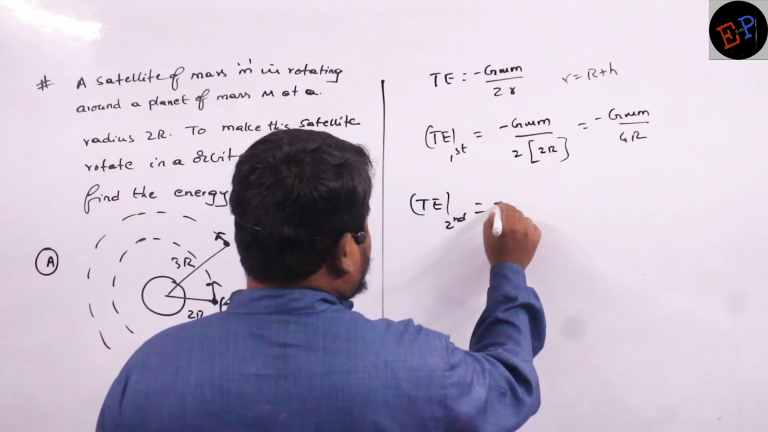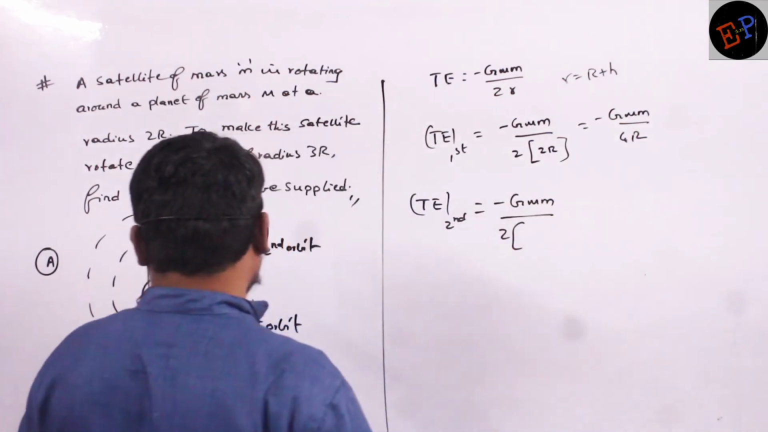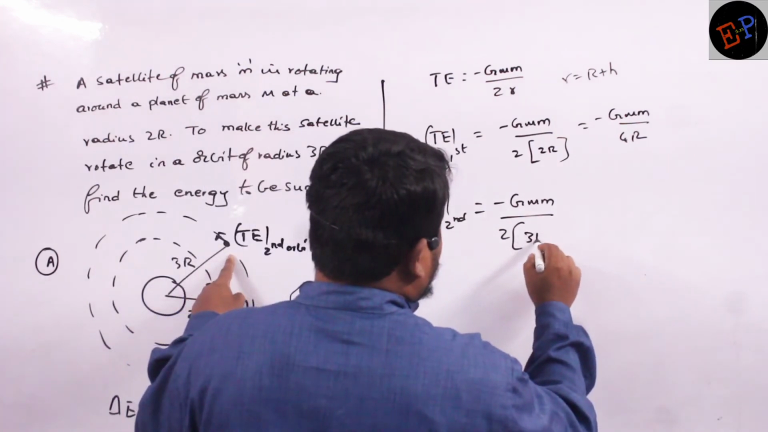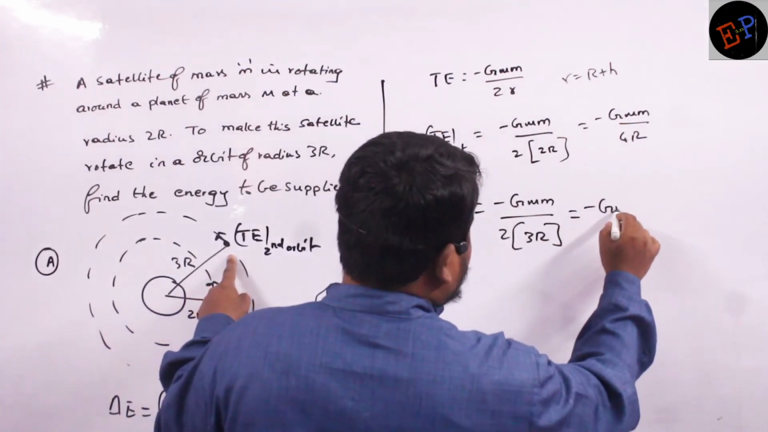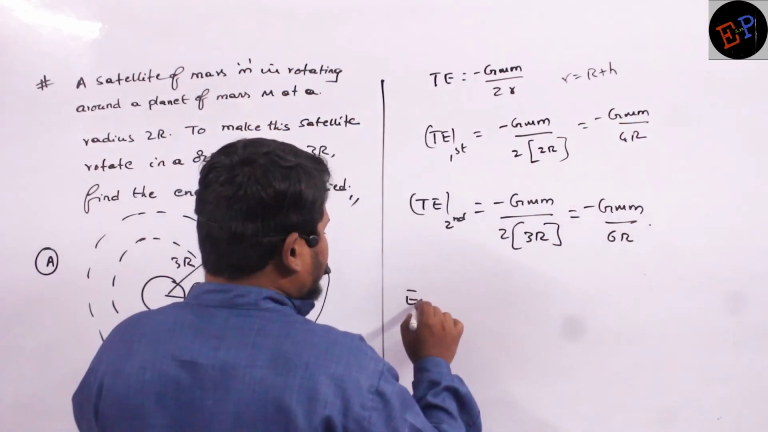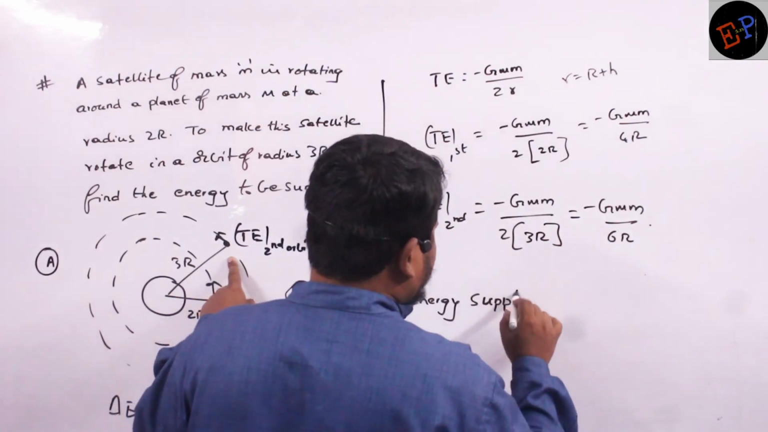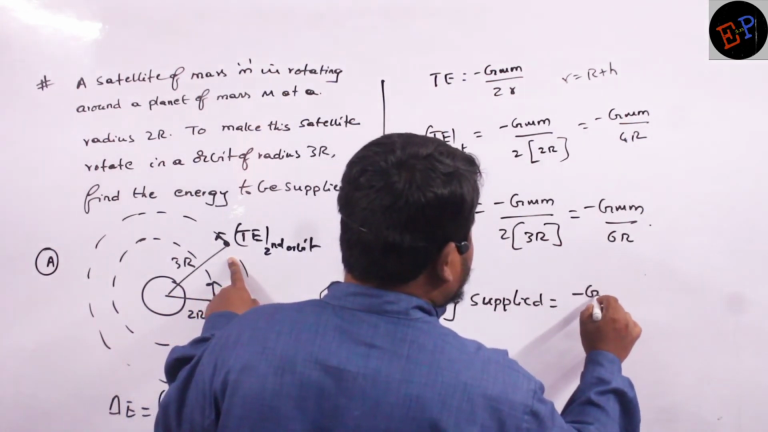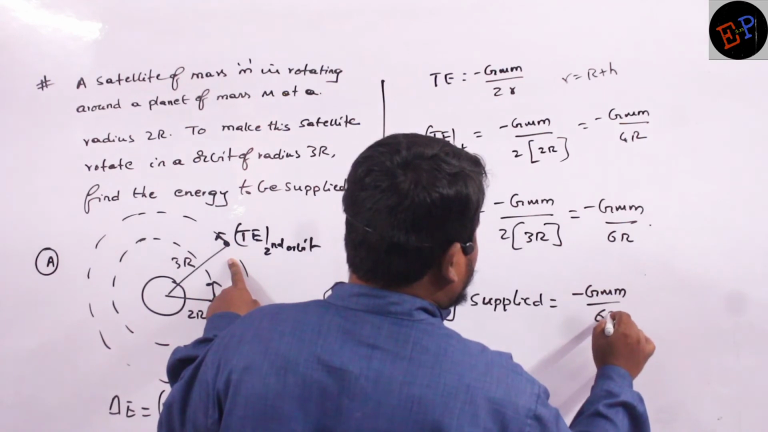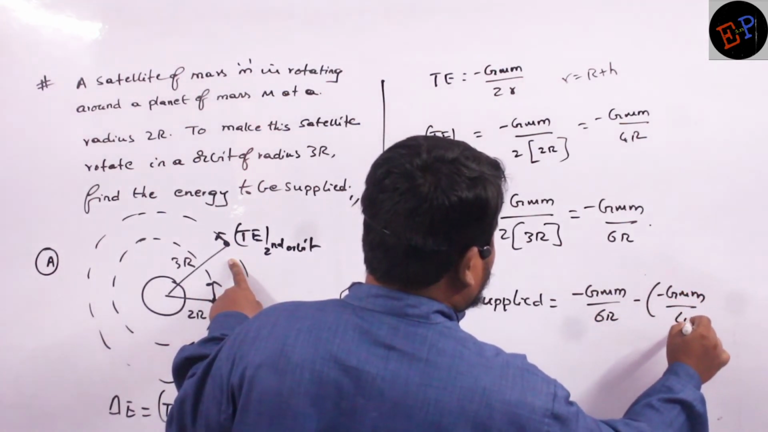Second orbit energy is equal to minus GMm divided by 2 into, now it has to go up to a radius of 3r, no? So r value is 3r. So it is minus GMm divided by 6r. So therefore energy supplied will be how much? Energy supplied should be equal to minus GMm by 6r minus of minus GMm by 4r.